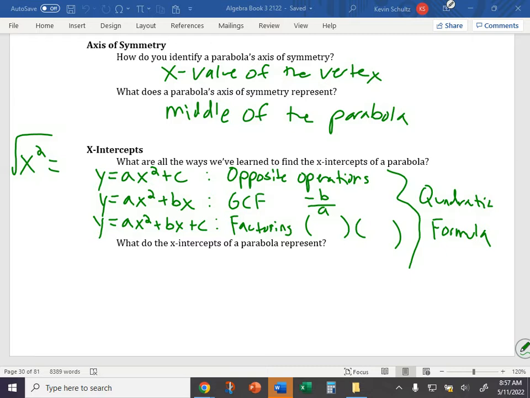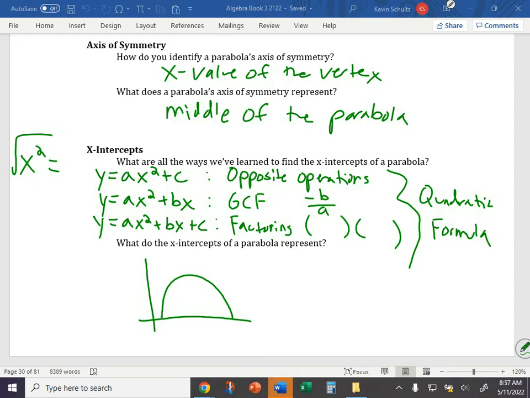And what do the x-intercepts of a parabola represent? Where it crosses the x-axis in context. How many times it crosses the x-axis? That's what the discriminant tells us. But if we've got a parabola graphed here and I'm starting it and stopping it on the x-axis, in context, what do you think that x-axis might represent? The starting and ending point?